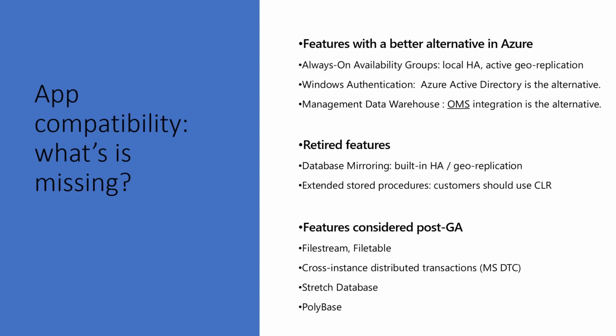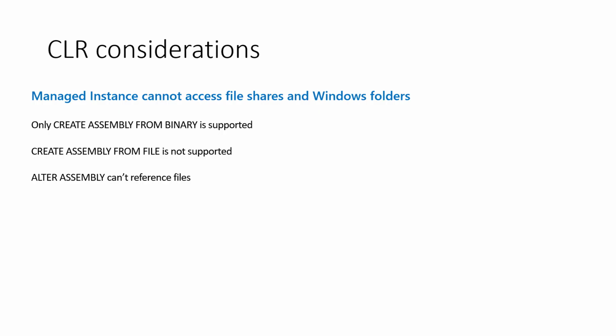So what's missing from managed instance? Well, there's a few things missing. For instance, Windows authentication doesn't work. We use Azure Active Directory authentication as an alternative. We don't have management data warehouse. We don't use database mirroring, of course, because that thing's dead, right? We don't use extended stored procedures. We use the CLR. So here's a list of just things to watch out for.